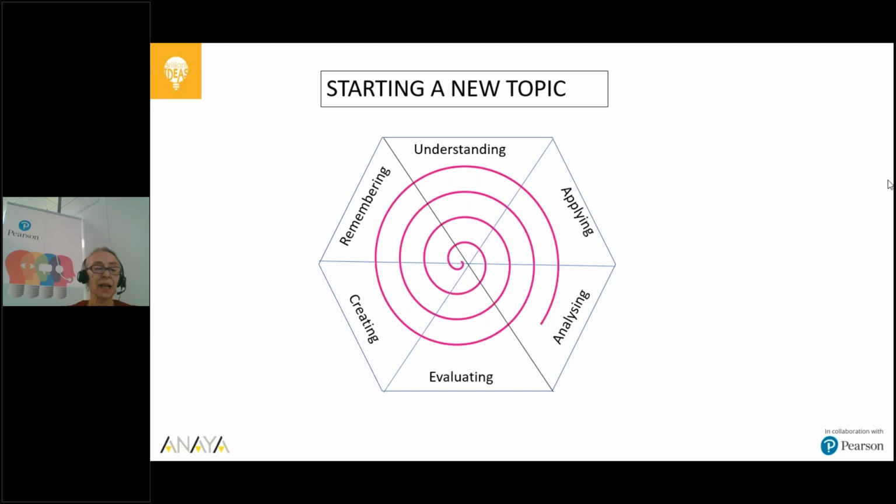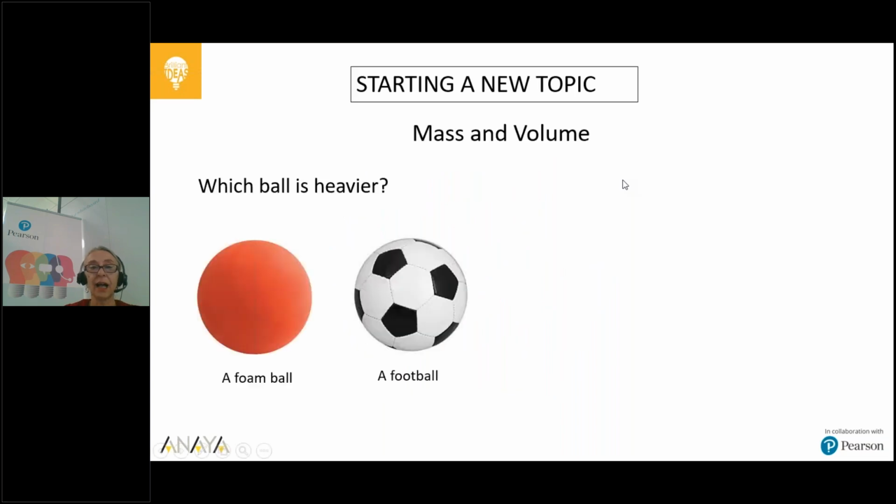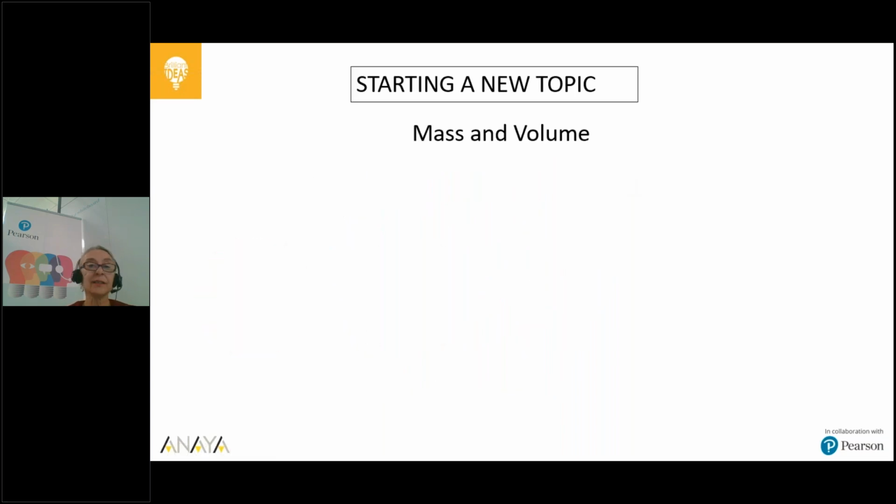And it can be very useful to start this with HOTS, going straight in to talking about their experience of the world. I'd like to start by giving an example from mass and volume. Just let me go to the next slide. Okay, we can start this topic of mass and volume by bringing in lots of balls of different sizes and just asking the children. They know about size, they know about weight, to start talking about which one is bigger, which one do they think is heavier.